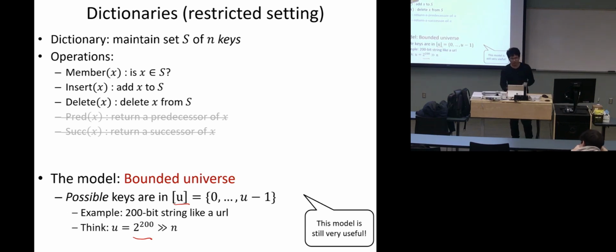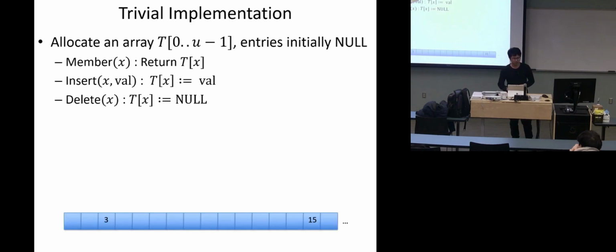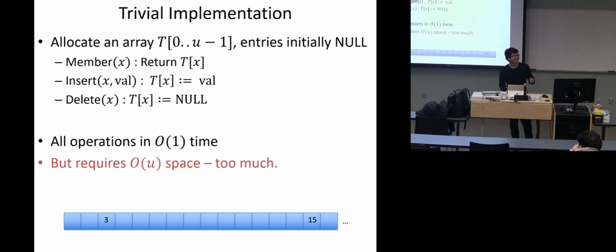One trivial way to solve this problem is, okay, let's allocate an array of size u. Then everything is constant time. But obviously this is bad because the space is u. You just don't have space this big. You want the space to be proportional to your input, n, not u.